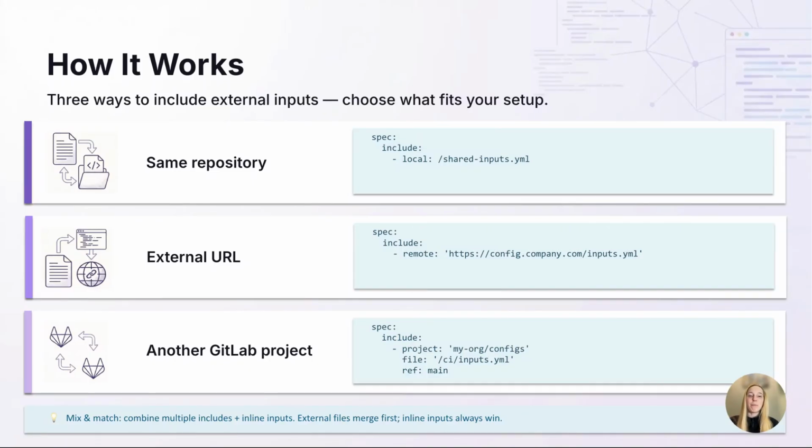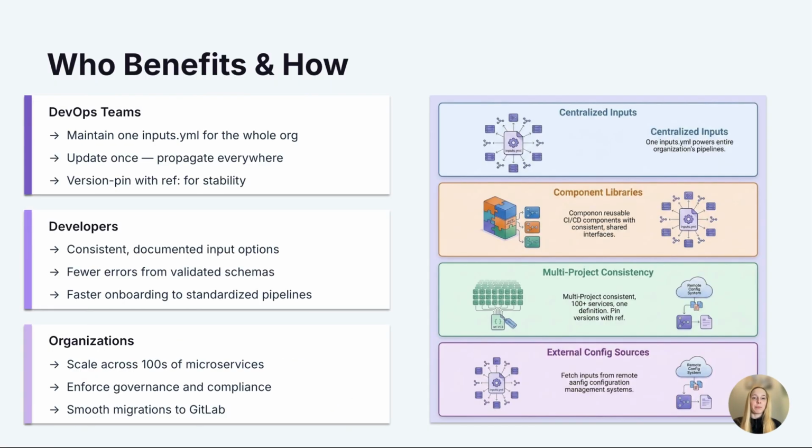Multiple includes can be combined, and they merge in the order they are listed. Inline inputs are always applied last. Different roles see different wins. Platform teams get a single source of truth: update one file, and every pipeline that references it picks up the change. Developers see consistent, well-documented options instead of having to reverse engineer what values are valid.